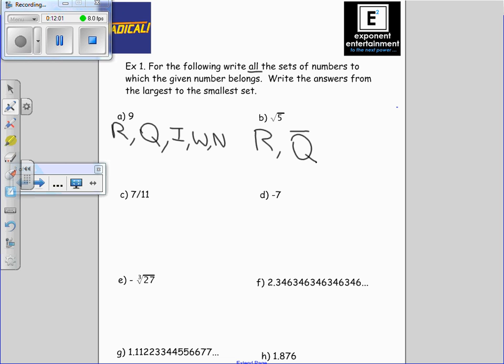Start on the outside and work your way down. Is it a real number? Yes. Is it rational or irrational? That's going to be a question you have to answer. So E is all of them. So it's real.